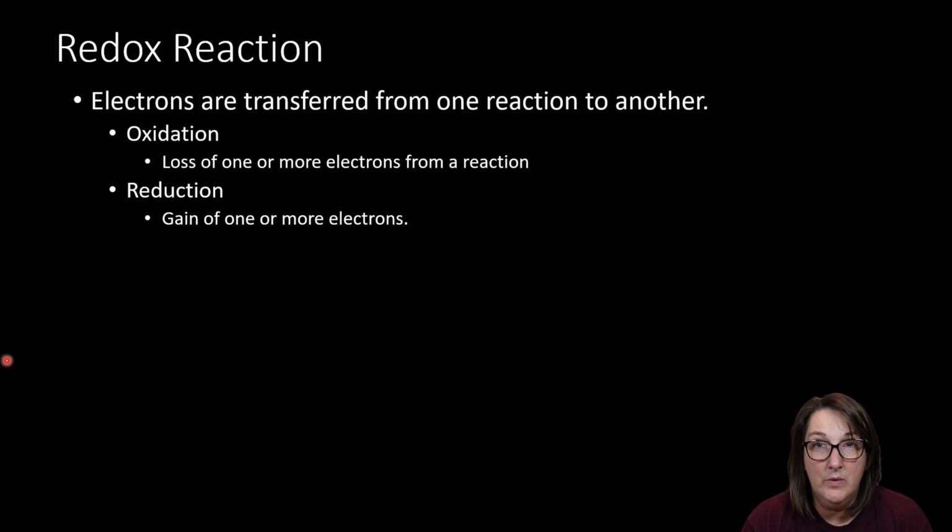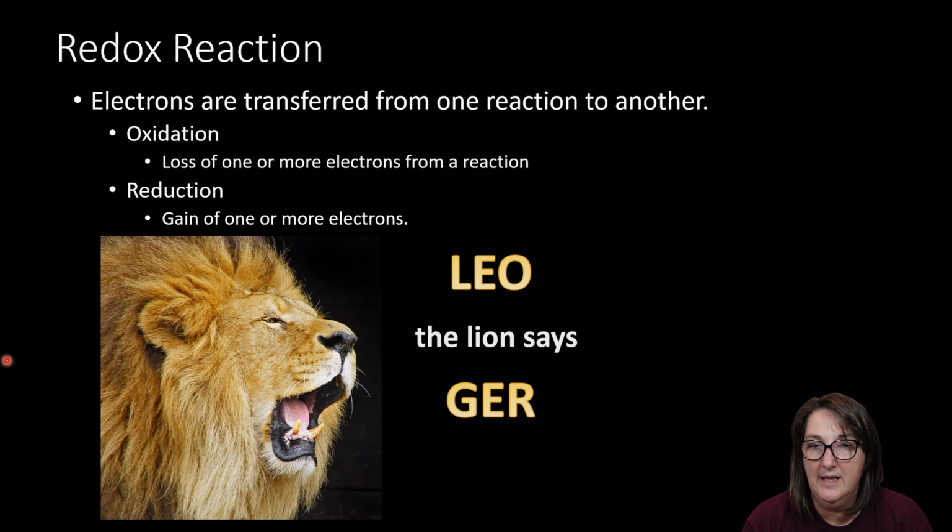So the best way to remember this, and this is how I remember it, Leo, the lion, says grr. Leo stands for lose electrons, you're oxidized. Gain electrons, reduced. So if you remember Leo the lion, he goes grr. If you remember that, that's going to help you. Lose electrons, oxidize. Gain electrons, reduce.